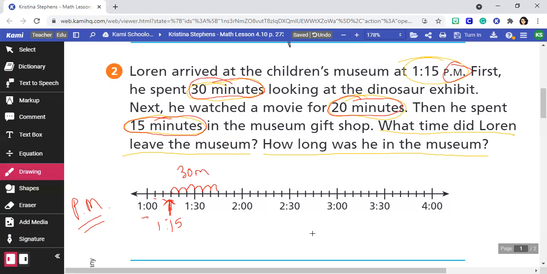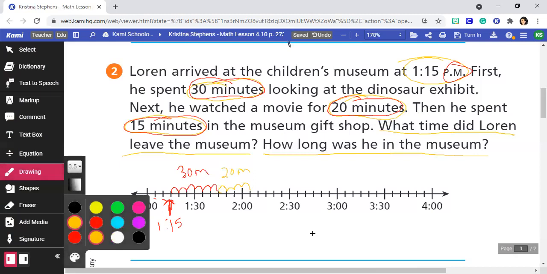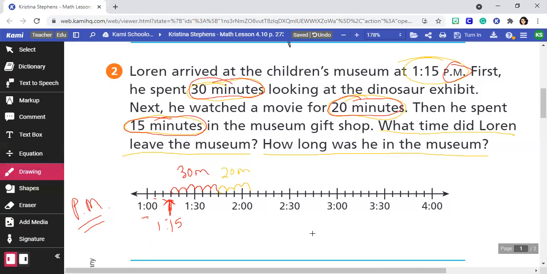Now he watched a movie for 20. And again, I'm going to skip count by 5. 5, 10, 15, 20. Okay. So 20 minutes. And now we're in the gift shop. Let's use blue. 15 minutes in the gift shop. 5, 10, 15.